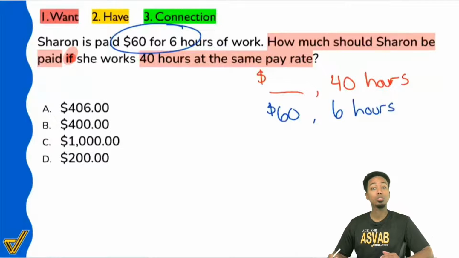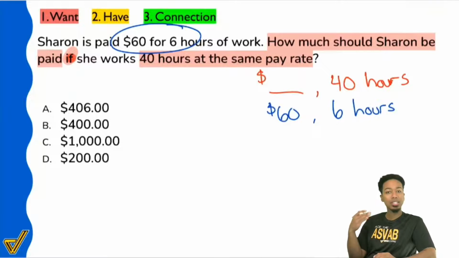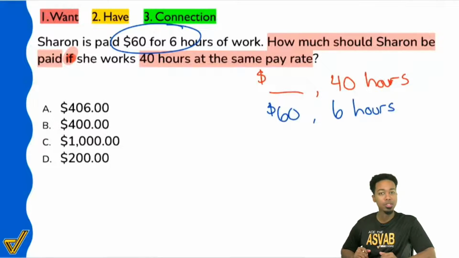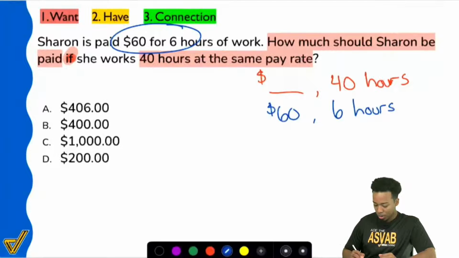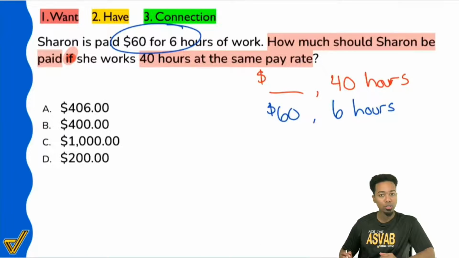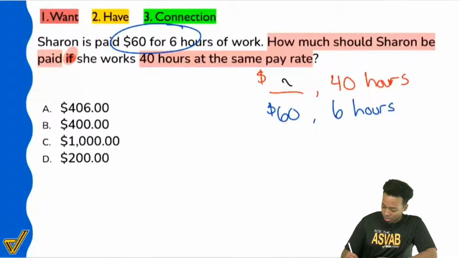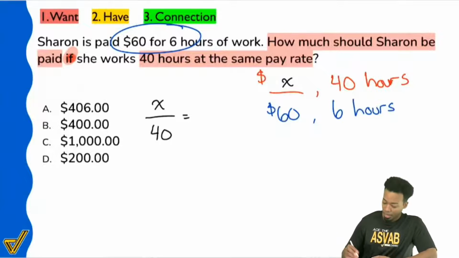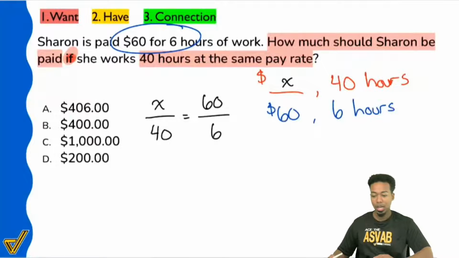That's what we want to understand. There is a comparison happening here. And when we write the proportion, we'll compare the same things in the same way. We'll compare dollars to hours worked, dollars earned to hours worked. So I'll just go ahead and say X here. So we can write X over 40, which is X dollars for 40 hours. And then you can say $60 for 6 hours.